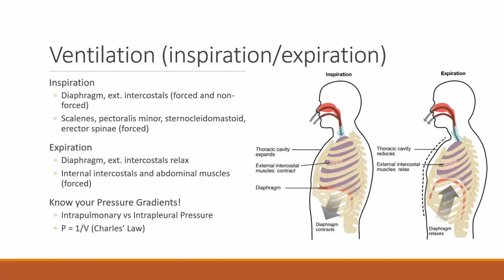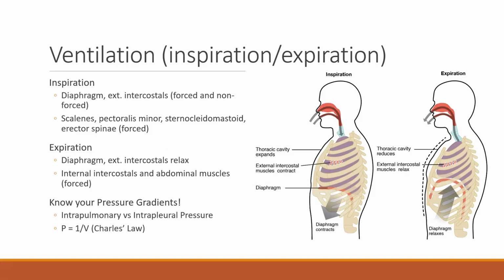Inspiration involves both the external intercostals and the diaphragm. When you force inhalation, that also involves your scalenes, your pectoralis minor, your sternocleidomastoid, and your erector spinae. And then for expiration, the diaphragm and external intercostals help us relax in the non-forced state. But you also include the internal intercostals and abdominal muscles when you force an expiration.